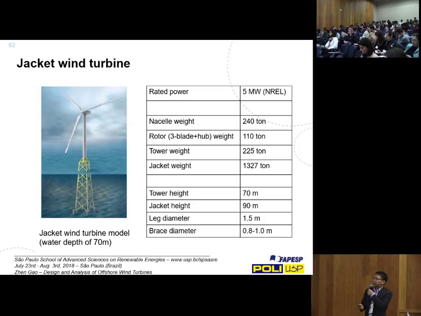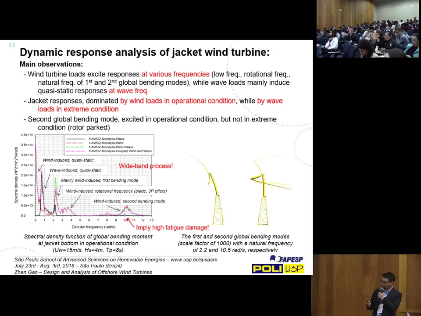We have done a study for a jacket wind turbine in a water depth of 70 meters, and we refer to the NREL 5 megawatt wind turbine. This jacket has a total height of 90 meters and the water depth is 70 meters. We are interested in the dynamic features of the system under wind and wave excitations. Here I just give some examples.